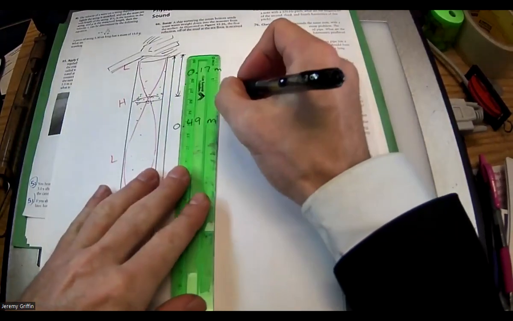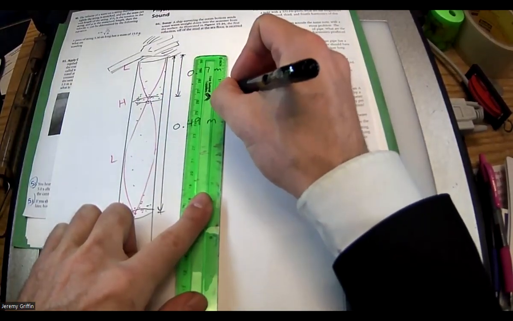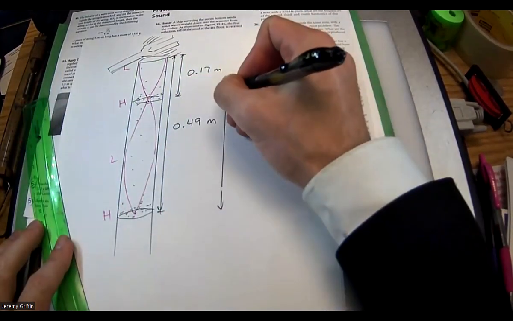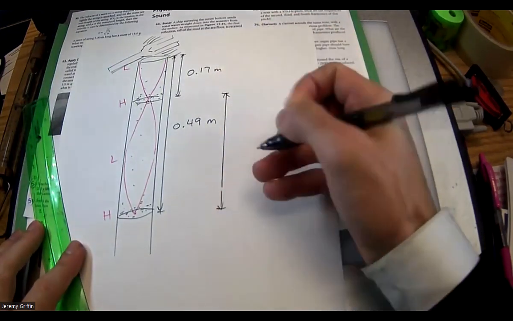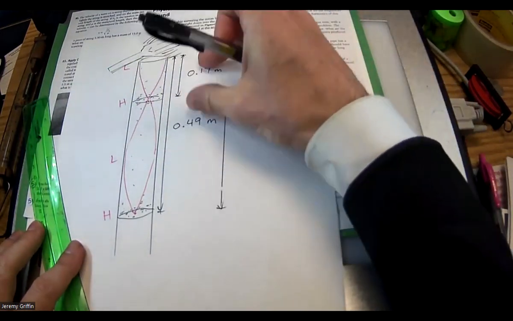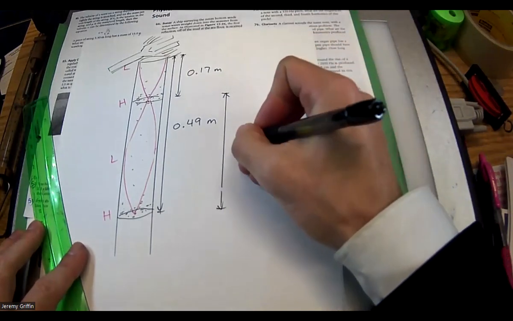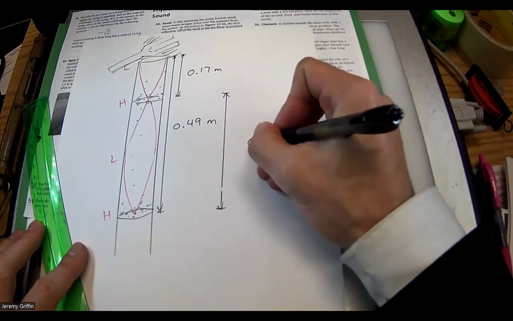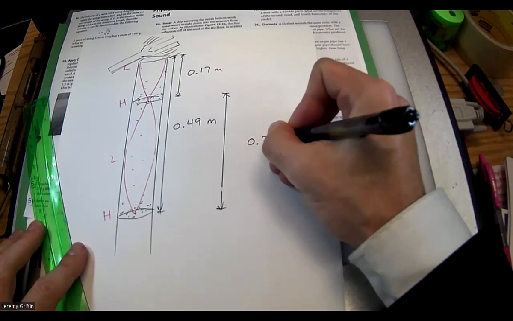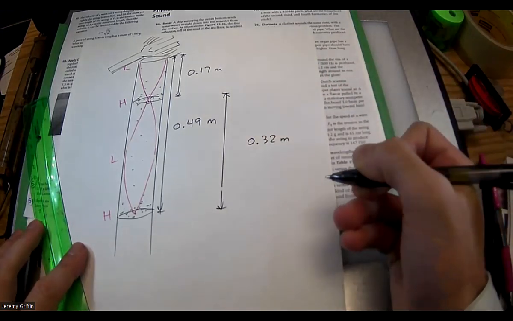We're going to say the difference between these two. Oh, and guys, what is this difference? What is 49 centimeters minus 17 centimeters? Sounds right, 32 centimeters, right? So 32 centimeters, called 0.32 meters, because we're just going to go base SI units, right?